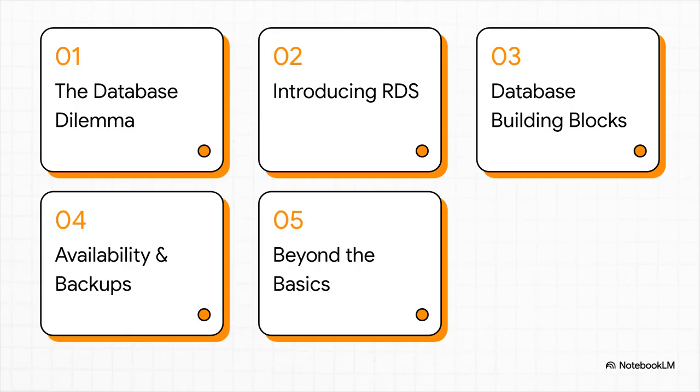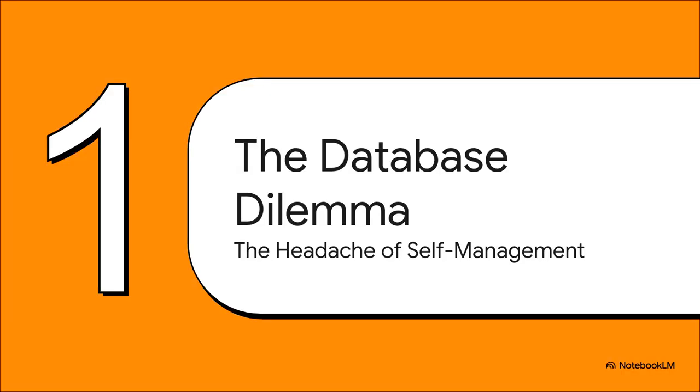We'll kick things off with what I call the database dilemma, basically why this was such a hard problem to begin with. Then we'll introduce RDS as the solution and look at the actual building blocks you use. From there, we'll dive into its real superpowers, automated availability and backups, before wrapping up with a look beyond the absolute basics. So, to really get why RDS is such a big deal, you kind of have to remember what life was like before it.